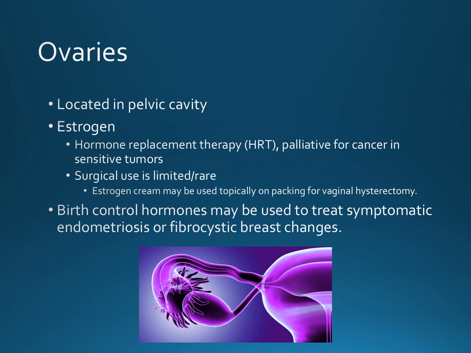Also, you can see here the picture of the ovaries, how they're related to everything else. You can look in your book too at figure 8.6 if you want to see normal anatomy of the female pelvis.